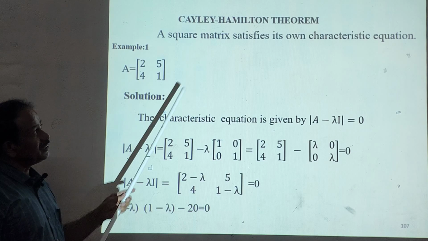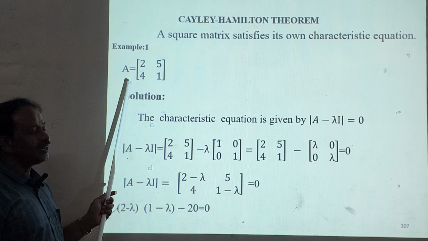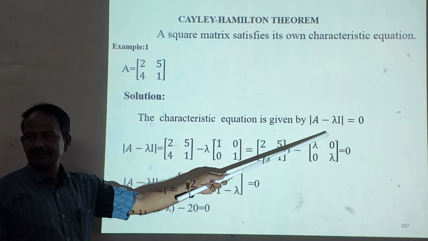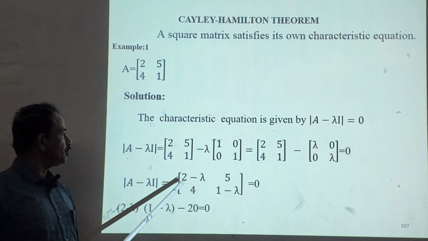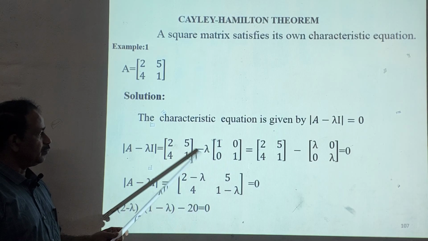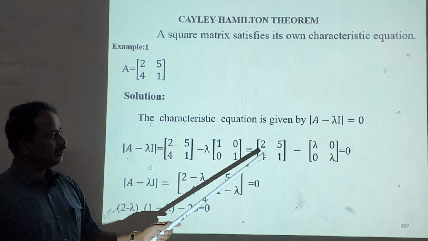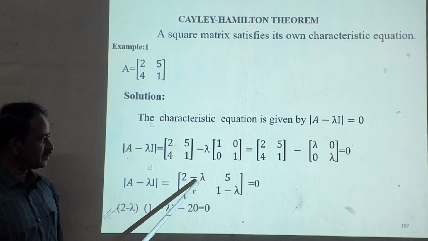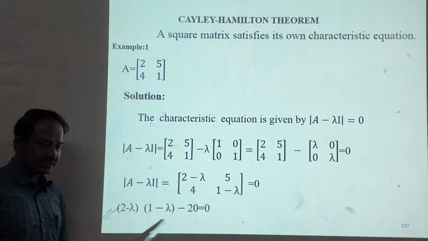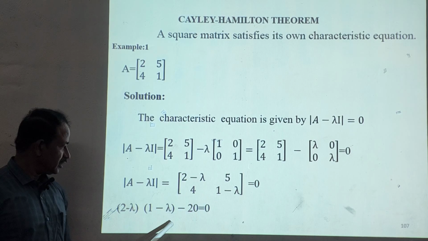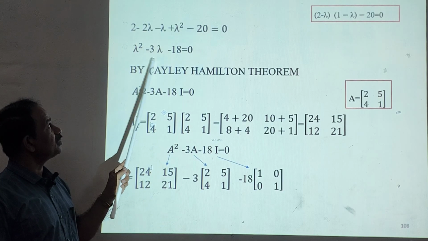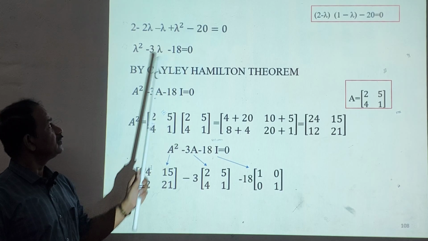A square matrix satisfies its own characteristic equation, nothing but the Cayley-Hamilton theorem. Let us solve. A equals 2, 5, 4, 1. The characteristic equation is given as det of A minus lambda I equal to 0. Simplifying, you will have 2 minus lambda, 5, 4, 1 minus lambda. Cross multiplying will give you this minus 20 equal to 0. Simplifying, you will have the characteristic equation for the matrix: lambda squared minus 3 lambda minus 18 equal to 0.